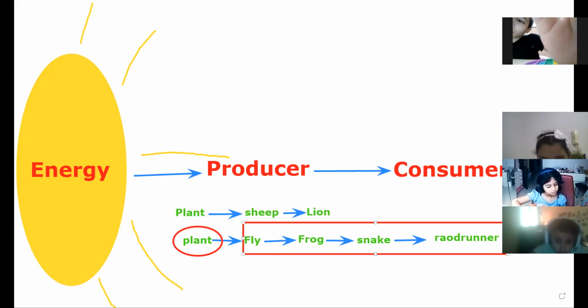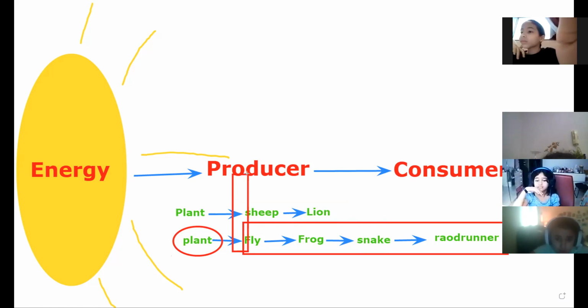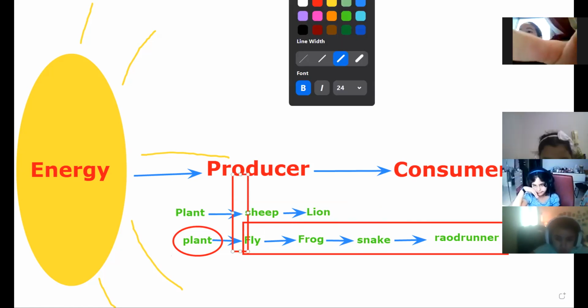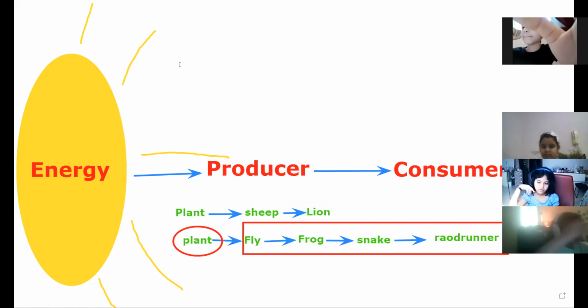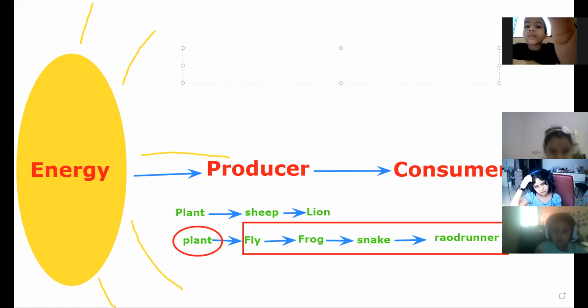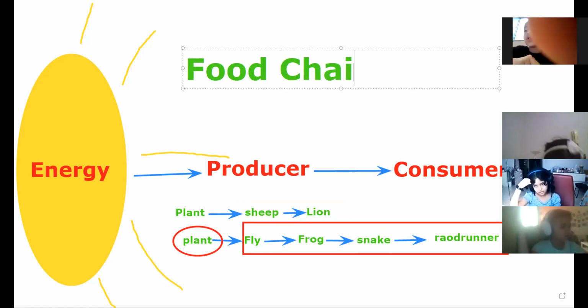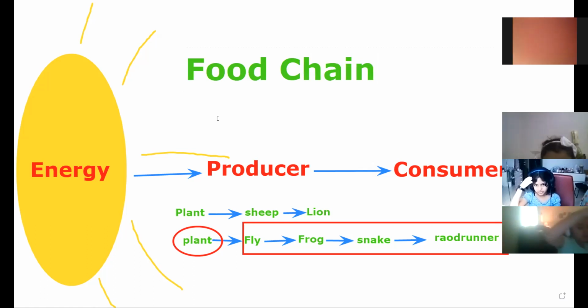So all this, guys, what do we call the path that shows food moving from one living thing to another, Yaleen? What do we call it? Food catcher? What do we call it? Food chain.